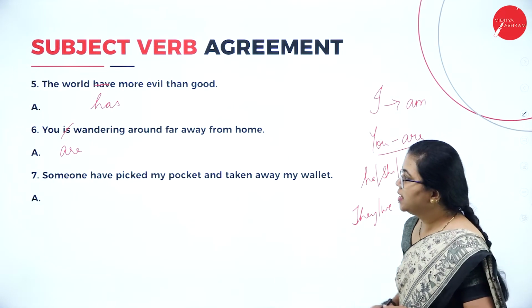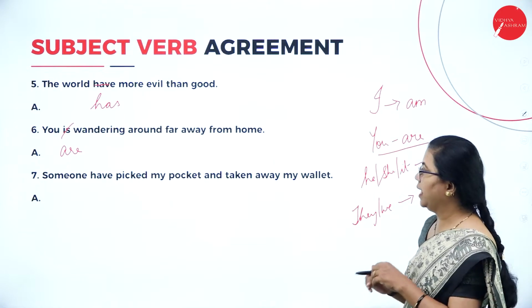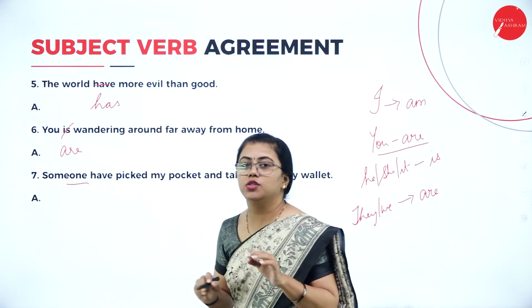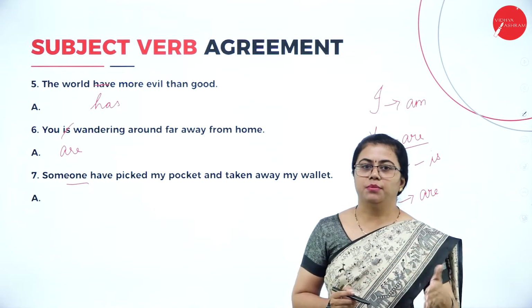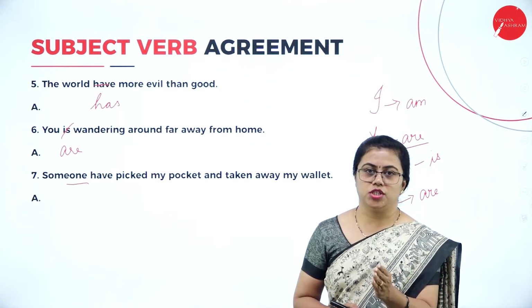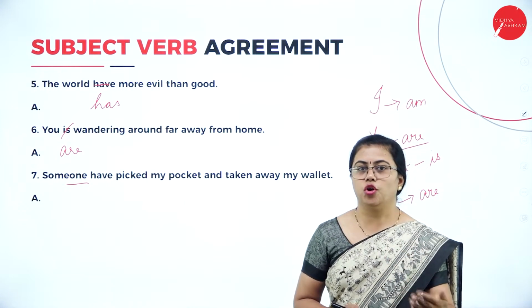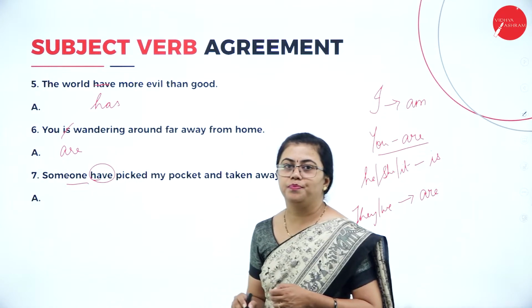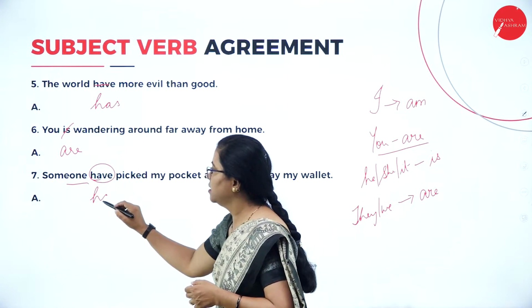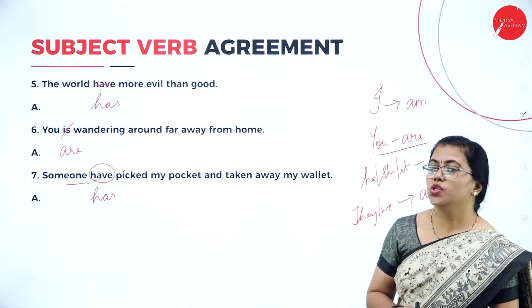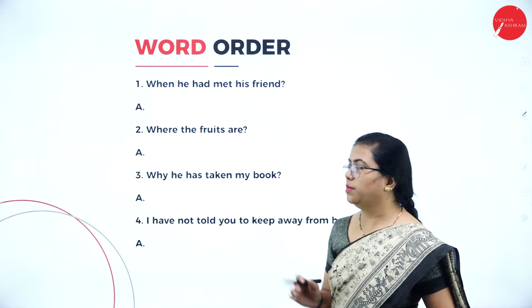Next, someone have picked my pocket and taken my wallet. Let me tell you, someone is always singular. Somebody, someone, everyone, each of them. Whenever you use words like one, every, each, everything has to take a singular verb only. So it is has. Someone has picked my pocket and taken away my wallet. This is how you use subject and verb properly.